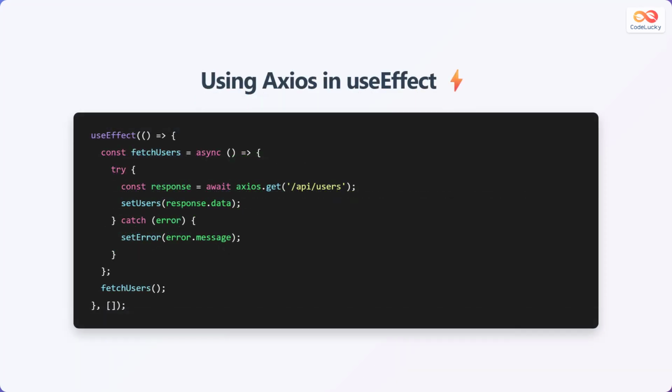Here's how you can use Axios within the useEffect hook in a React component. First, call the useEffect hook with an empty dependency array to run the effect only once when the component mounts. Define an asynchronous function called fetchUsers. Inside this function, use a try/catch block for error handling. Within the try block, await the result of axios.get to fetch data from an API endpoint like /api/users. Set the users state with the data from response.data. In case of an error, set the error state with the error.message. Finally, call the fetchUsers function inside the useEffect hook.